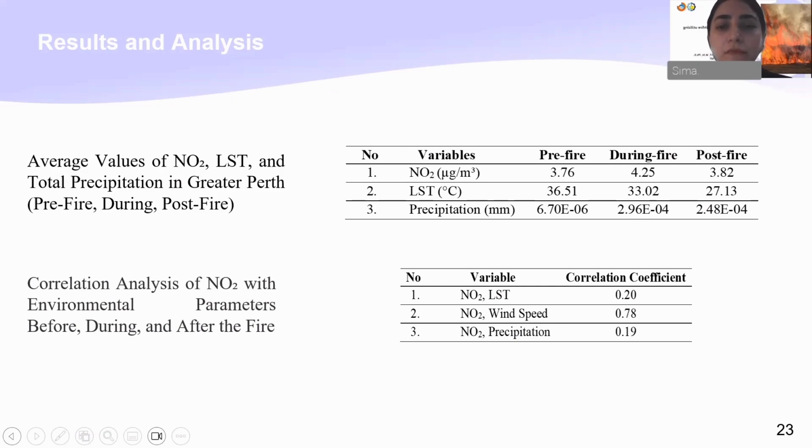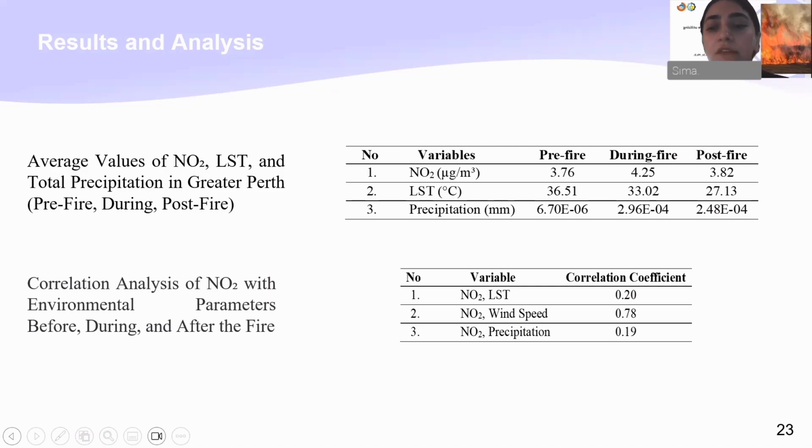fire events. The strong positive correlation between nitrogen dioxide and wind speed, around 0.8, indicates that higher wind speeds are significantly associated with increased nitrogen dioxide levels. High wind speeds can lead to the spread of fire, making it larger and more intense, which in turn generates higher nitrogen dioxide emissions. Increased wind speeds during the fire likely facilitated both the growth of the fire and dispersion of nitrogen dioxide over a larger area, resulting in elevated concentration.